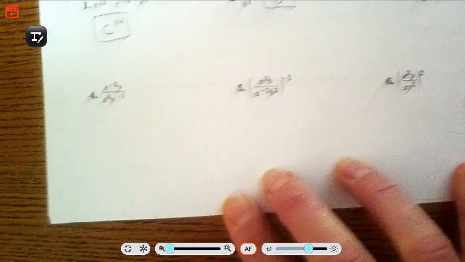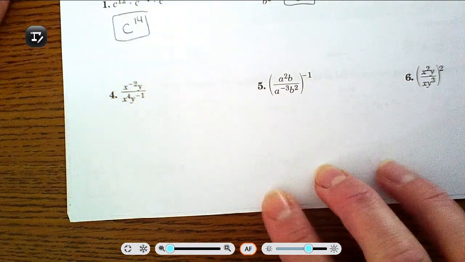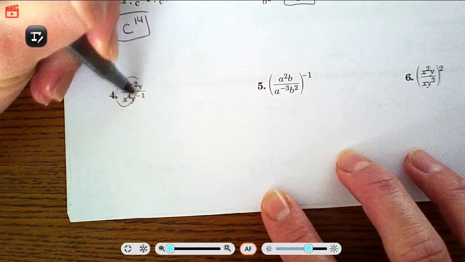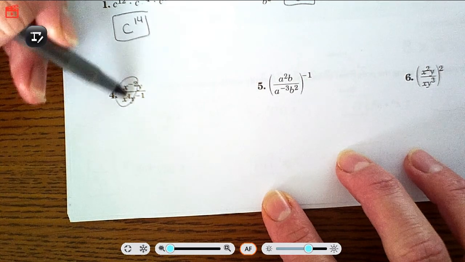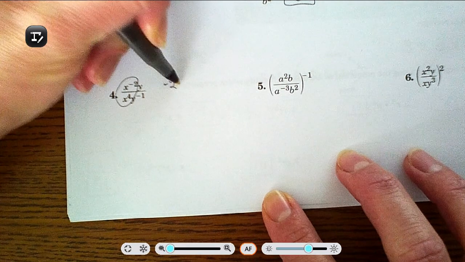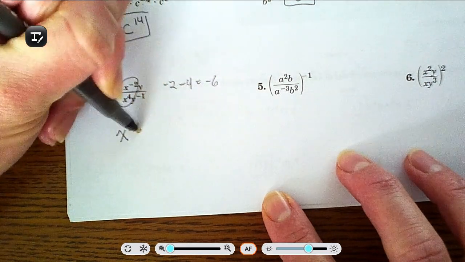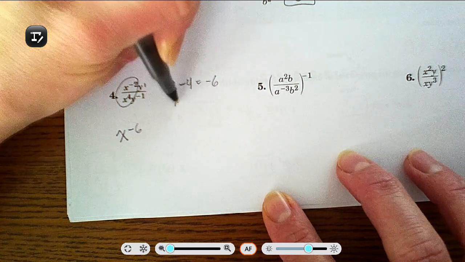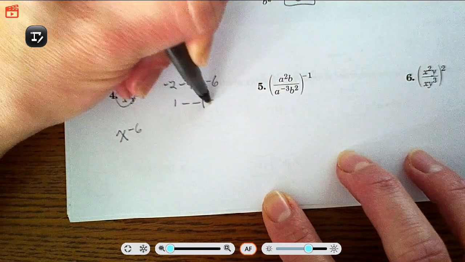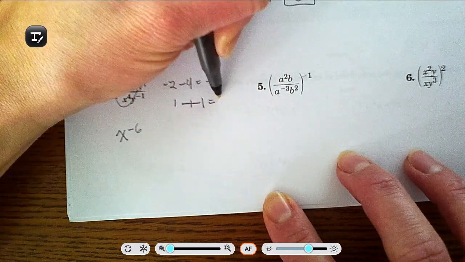Okay. X to the negative second times y, and x to the fourth y to the negative 1. Let's reduce. I'm subtracting when I divide like bases. I'm subtracting the exponents. So negative 2 minus 4 is negative 6. And y to the first minus negative 1. 1 minus negative 1 is a plus 1, and we get 2.